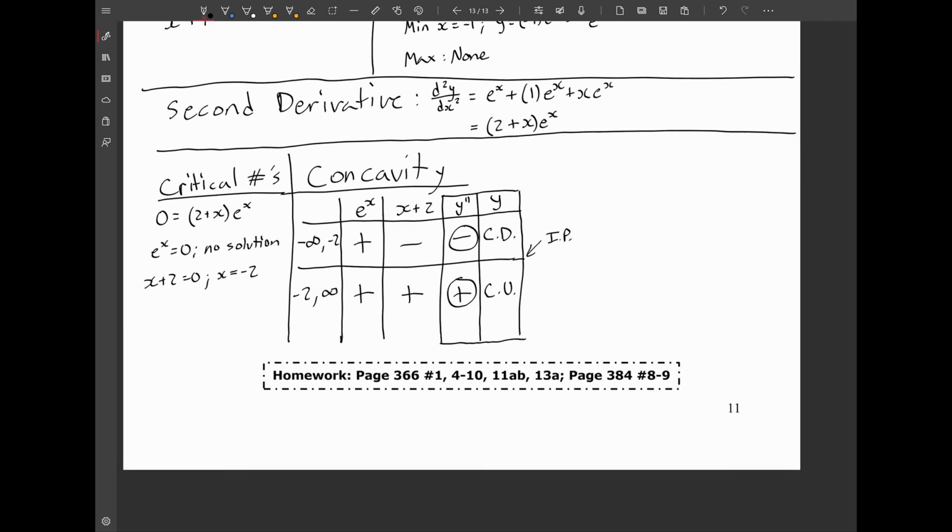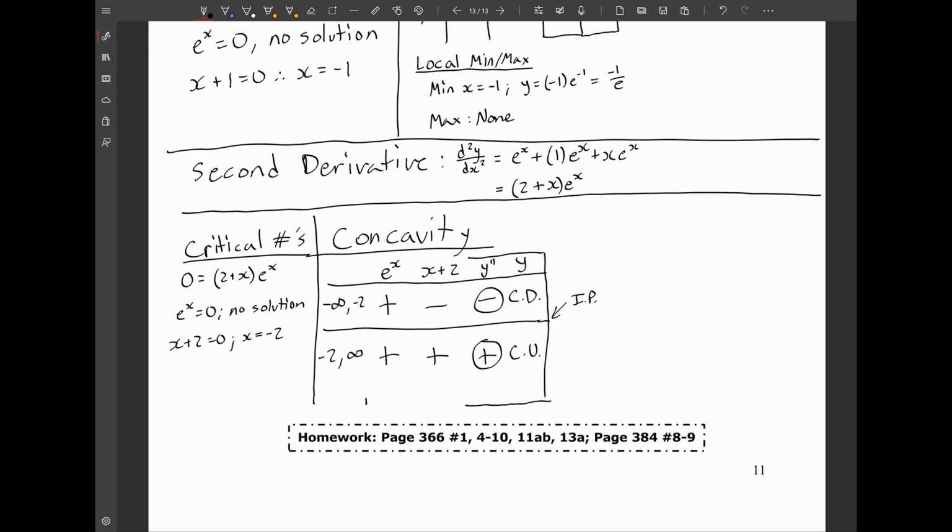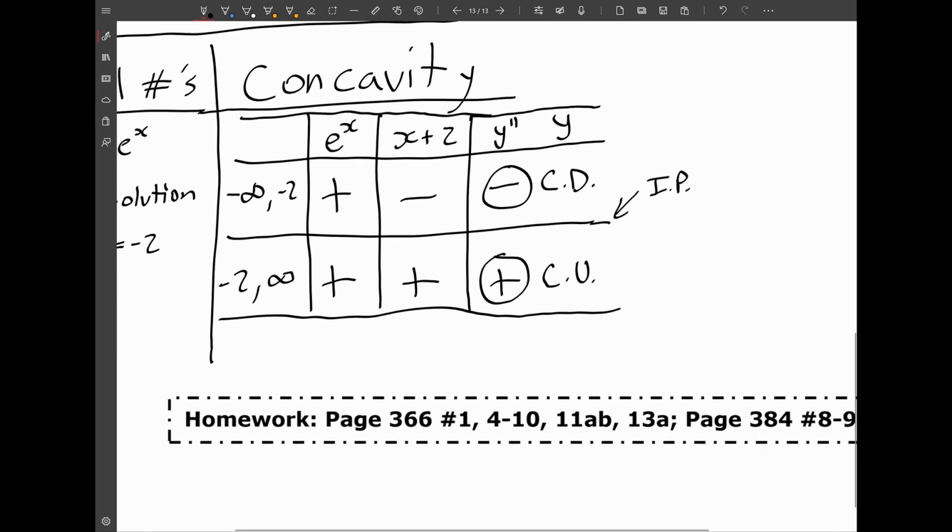I meant to leave myself a little more room here at the bottom, and as usual, I didn't, because that's just how I roll. There we go.